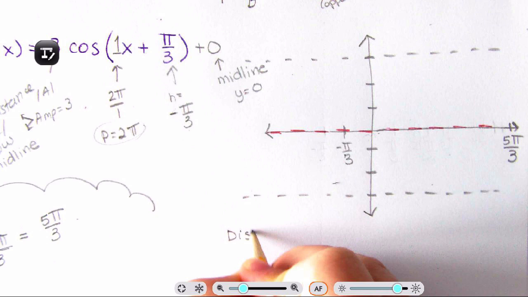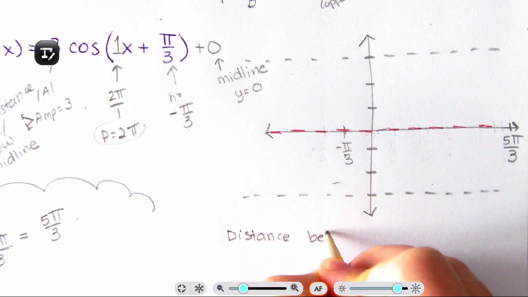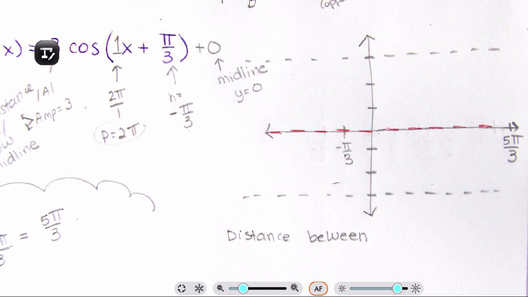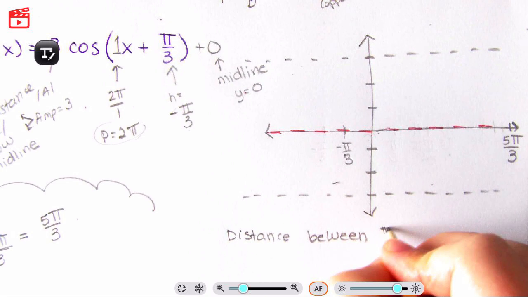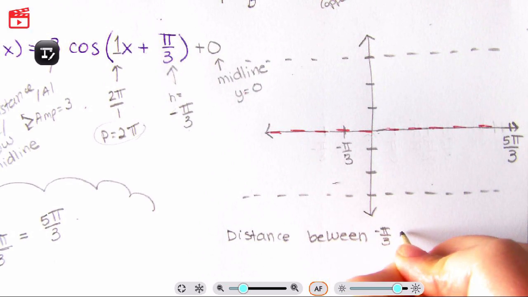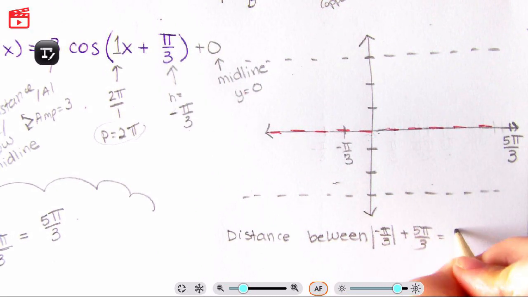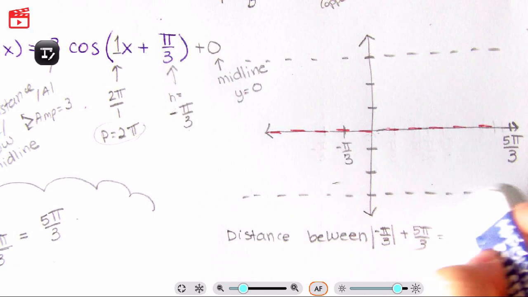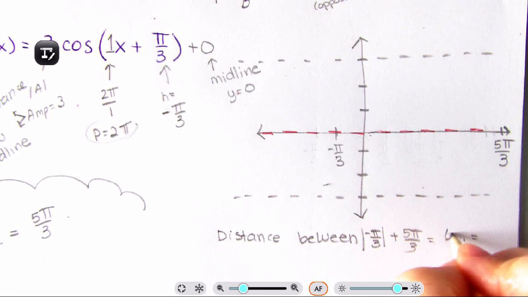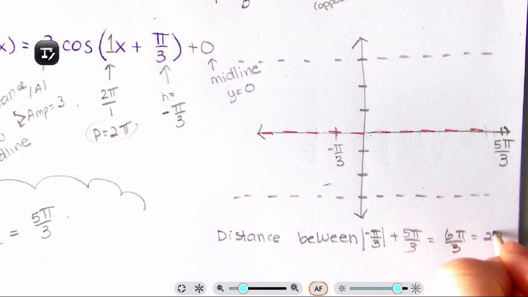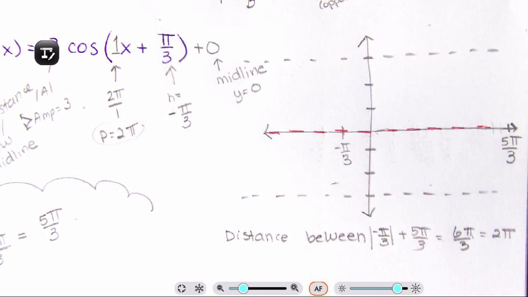So distance between, and remember when you're talking about distance, you're talking about absolute values. You don't go a negative amount of distance. You go that amount of distance, but the negative just tells you the direction. So the distance between negative pi-thirds and 5 pi-thirds, you're putting that negative in an absolute value. So you know you have 6 pi-thirds or 2 pi distance. I want to know where half of that is. So I want a distance of pi.